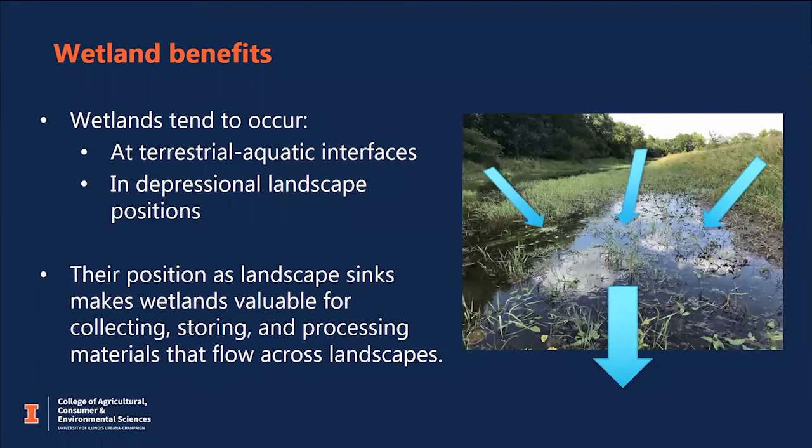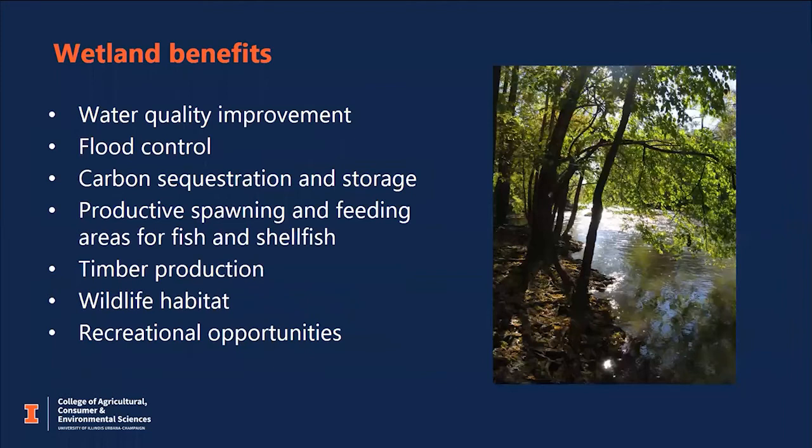And so they tend to accumulate water that's flowing across the landscape, as well as any materials that water carries with it, including pollutants and nutrients. And you can think of wetlands as these landscape sinks. And it's that position of wetlands as landscape sinks that really makes them valuable for collecting, storing, and processing a lot of the materials that flow across the landscape and end up in those wetlands. And some of those benefits include water quality improvement.